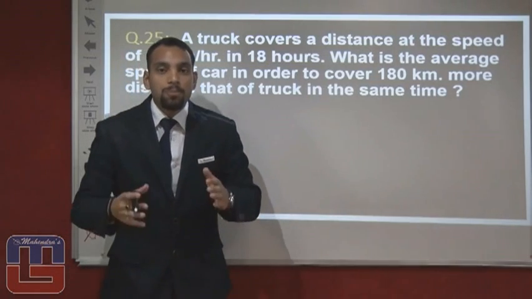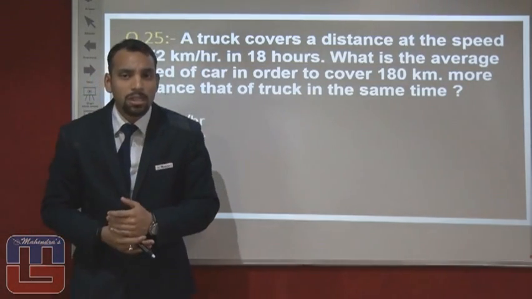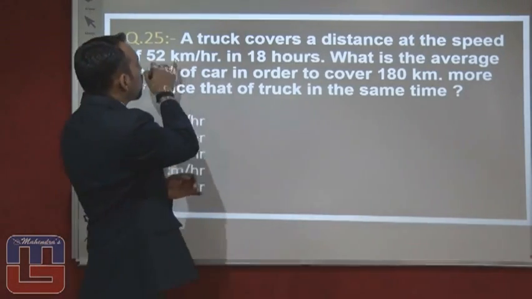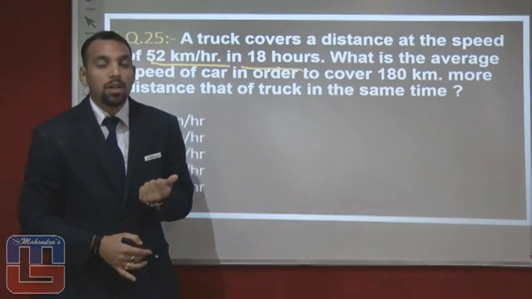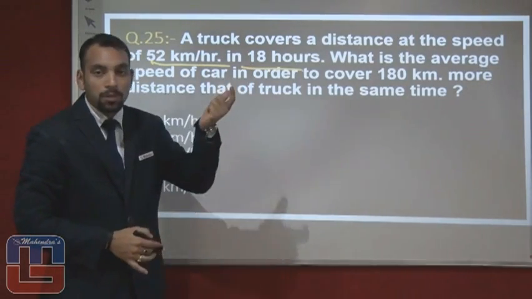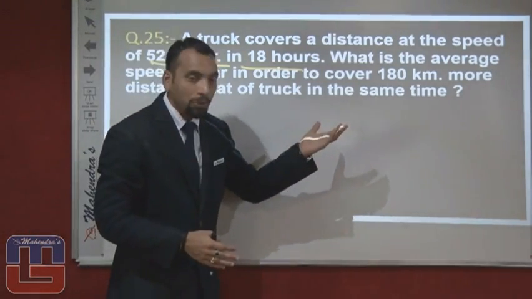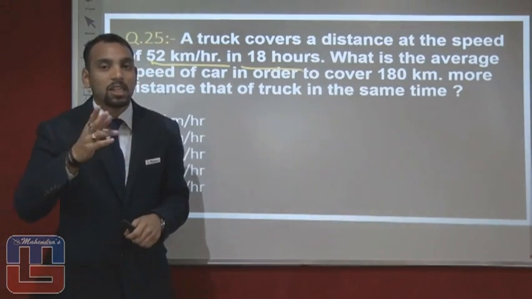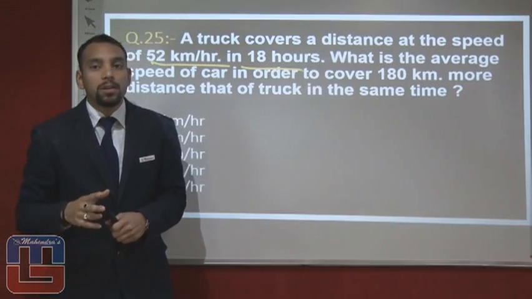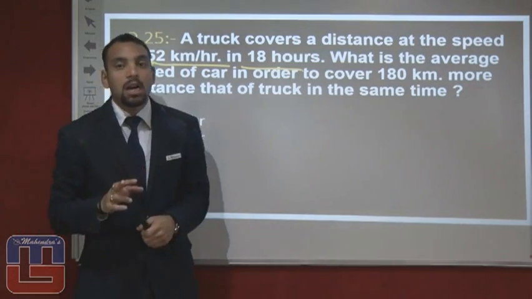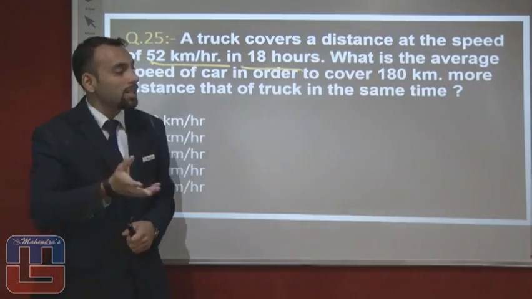The next question is from time and distance. The question is, a truck covers a distance at a speed of 52 km per hour in 18 hours. What is given? We have been given the speed and time. Now the question is asking, what is the average speed of the car in order to cover 180 km more distance than that of the truck in the same time? We have to find the average speed of the car, but the car is traveling 180 km more than the truck.